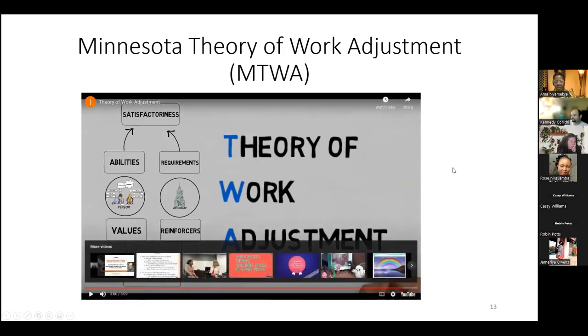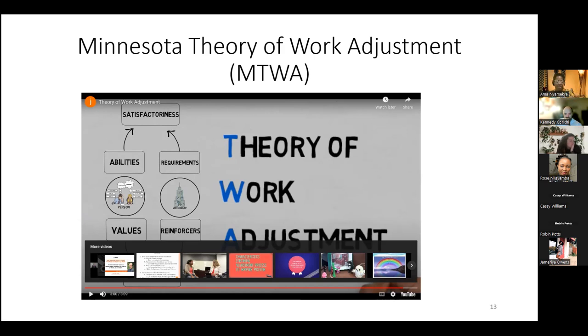So I want to ask a question. Before I say anything, does anybody see any similarities in this theory of work adjustment as it relates to any other theory that we may have encountered? If not, I just wanted to say that when I read and looked through the video, there are a lot of common themes that relate to other areas.